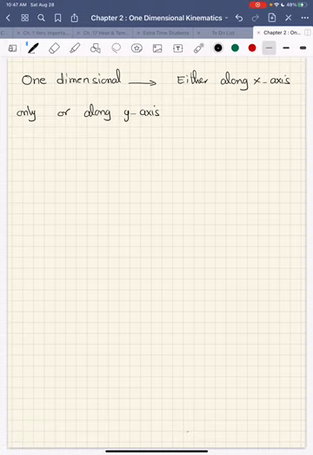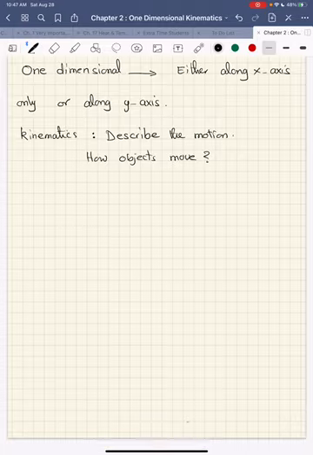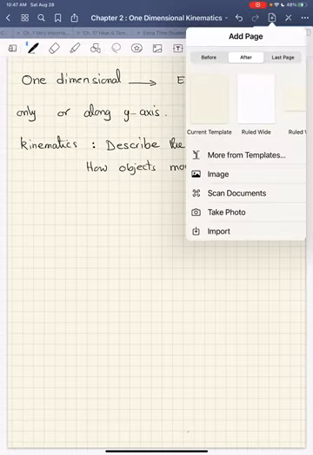Okay, this is what we are going to study. The term kinematics refers to the study or description of motion: how objects move. When I say how objects move, I mean I will describe their speed, their velocity, their position, their displacement. There are a bunch of variables, physical quantities, that we are going to study today.